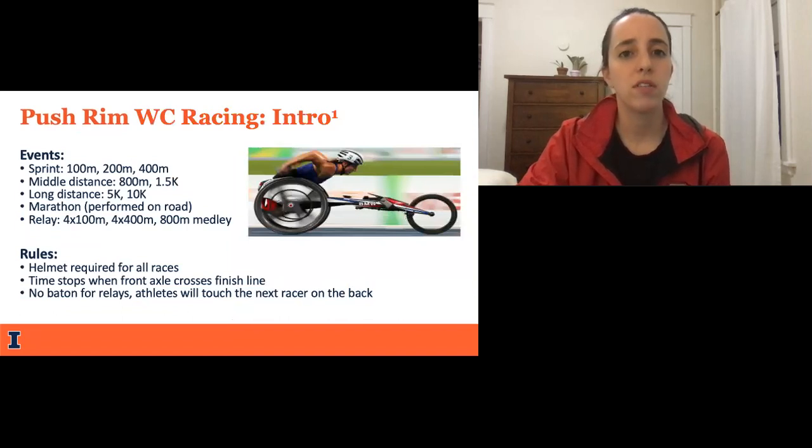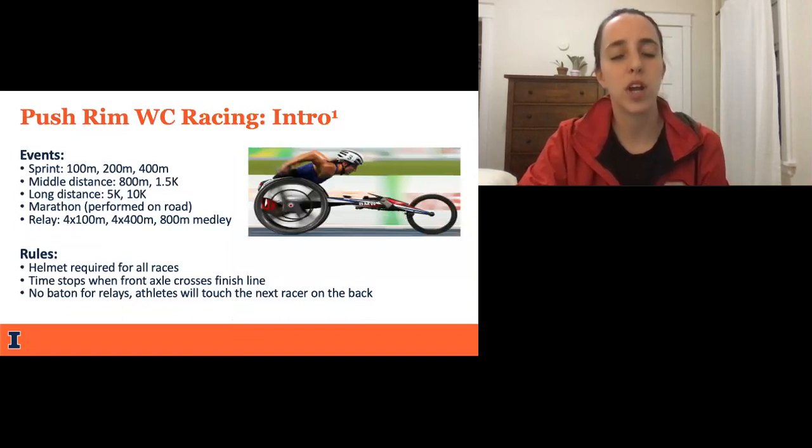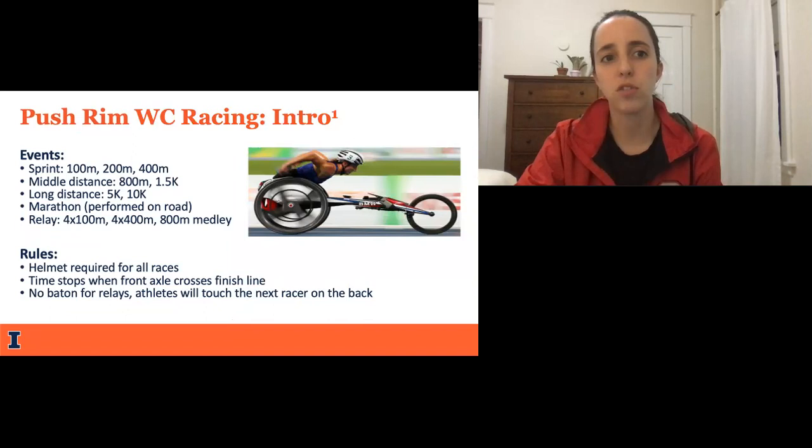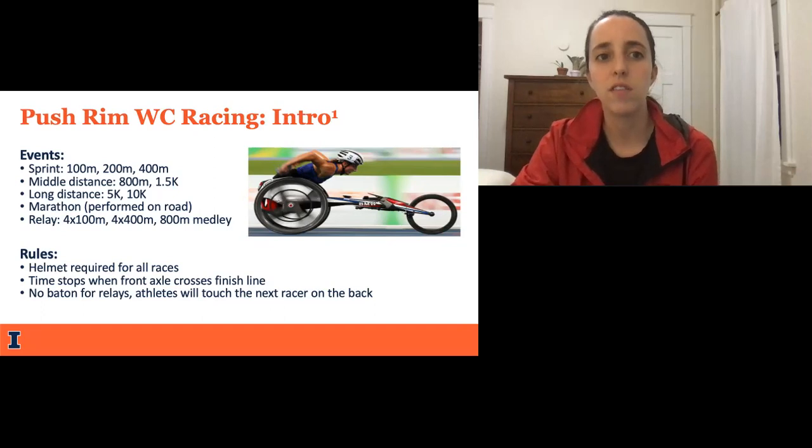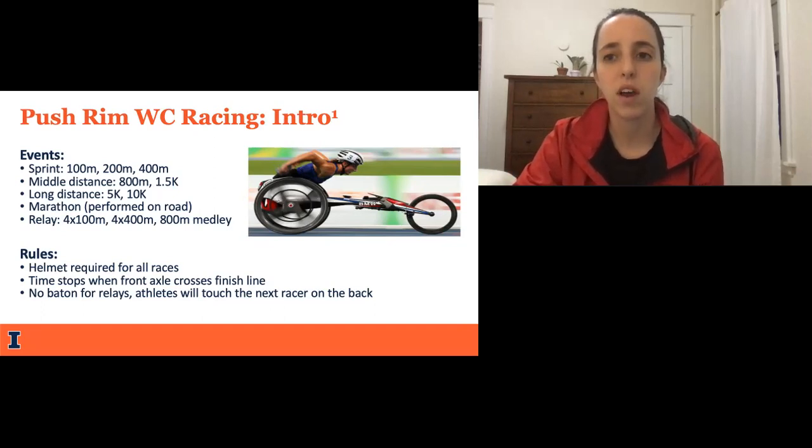Wheelchair racing is very similar to track. It's performed on a track. The distances are very similar. There are 3 sprints, the 100 meter, 200 meter, and 400 meter. There's a middle distance, which includes the 800 meter and the 1.5K. Long distance is the 5K and the 10K. There's a marathon, which is always performed on the road. And then there are also relays, which include the 4x1, the 4x4, and the 800 meter medley.